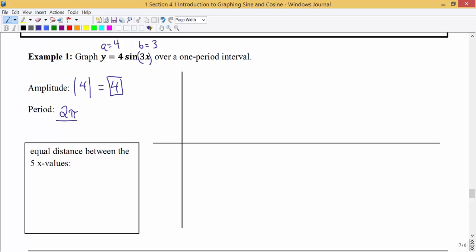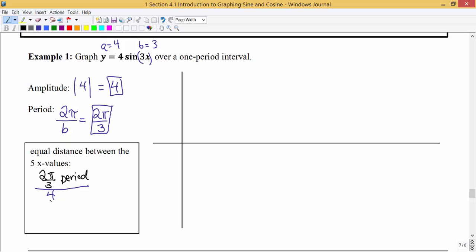So we're going to take 2 pi, and we're going to divide it by that b value to find the period of this function for just one cycle. So 2 pi divided by 3 will be the horizontal length required to complete one full cycle. And we also want to find the equal distance between all 5 of our key points. So we're going to take the period, which is 2 pi divided by 3, and we're going to divide it by 4, because we have 4 equal segments between each of our key points.